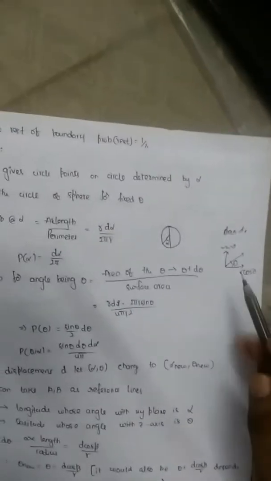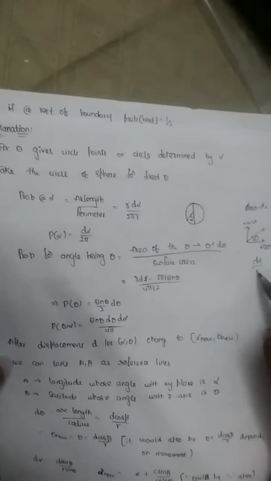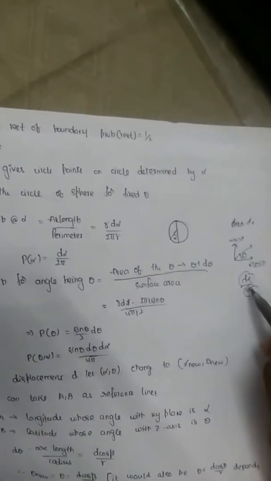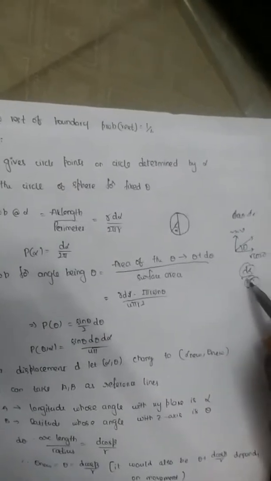So the probability of making alpha is equal to d alpha by 2 pi. Since the angle is so small and the total angle will be 2 pi, the probability is equal to d alpha by 2 pi.